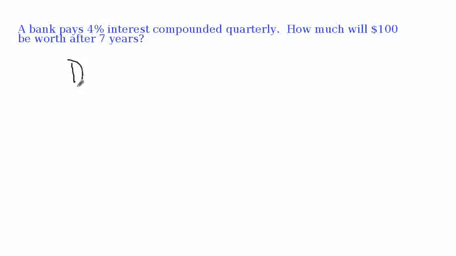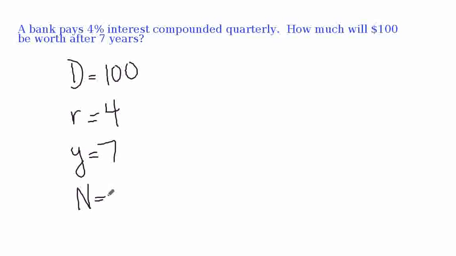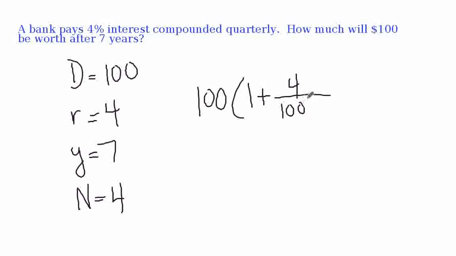For this one, the amount that you started with was $100. The interest rate is 4, so R is 4. Y is 7 years. Quarterly means there are 4 quarters in a year, so N is 4. We're going to get 4 payments per year. So putting it all together, we have in our formula 100 times (1 + 4/(100·4)) to the 7 times 4. I would punch that into my calculator, and that will give me how much I'm going to have after 7 years. Isn't that cool? Hopefully that makes sense now.